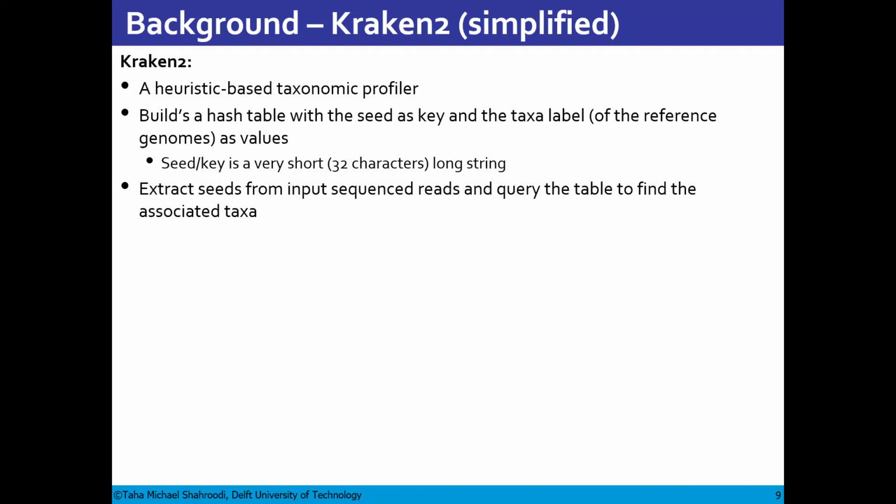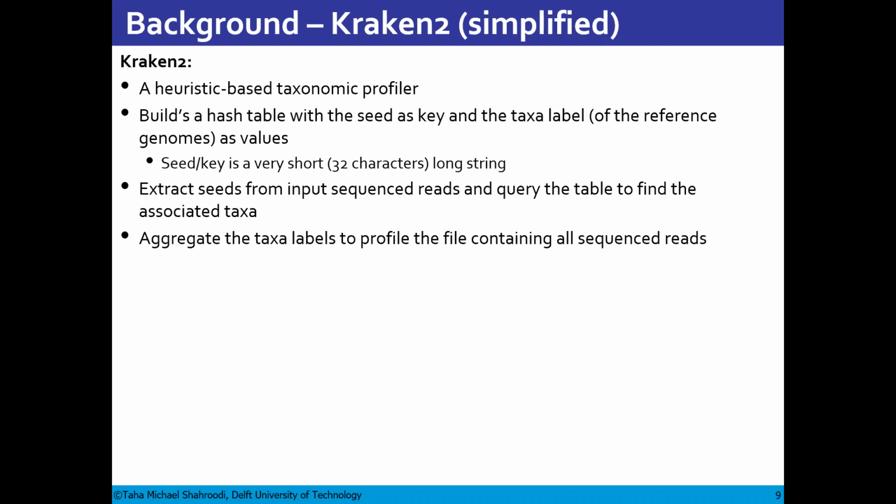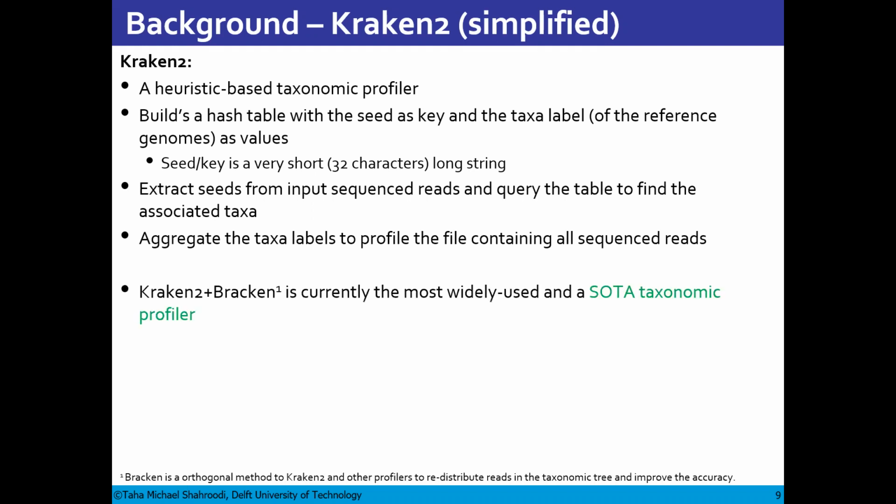Then whenever an input comes, Kraken 2 first extracts the seeds of the same size, queries the hash table, and finds the associated taxon label. By adding all the retrieved taxon labels, the abundance estimation of the read is achieved, of course, after normalization. As I alluded to before, currently, Kraken 2 is the most widely used state-of-the-art taxonomic profiler.